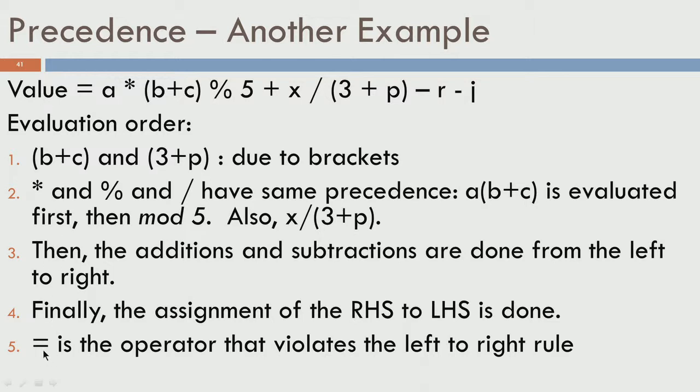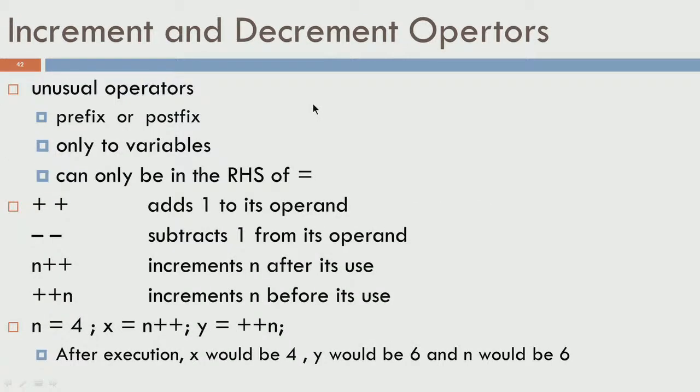That value is assigned to this variable called value, which is on the left hand side. So, equal to is the only operator that violates the left to right rule. So, star, you calculate something on the left side before you calculate something on the right side. Percentage also you evaluate something on the left side before you evaluate something on the right side, but for the equal to operator you need to evaluate the right hand side, get it completely evaluated, and then the result is assigned to the left hand side.